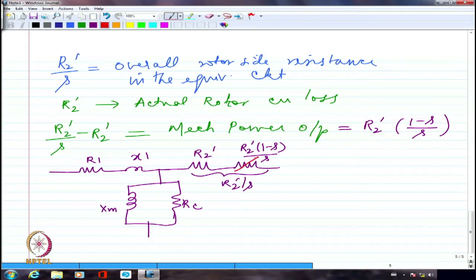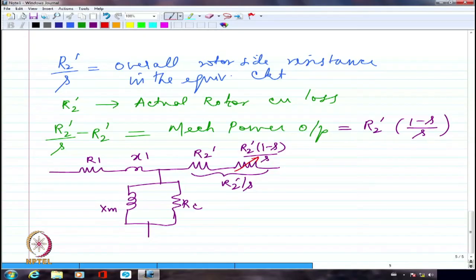So this can be a variable one depending upon how much load I am drawing. Depending upon that it is going to change because the slip will change, the speed will change. If I load the motor more and more, the speed will come down, the slip will increase. So more power will be passed on to the rotor circuit, which will be converted into mechanical power. More power will be converted into mechanical power as well.